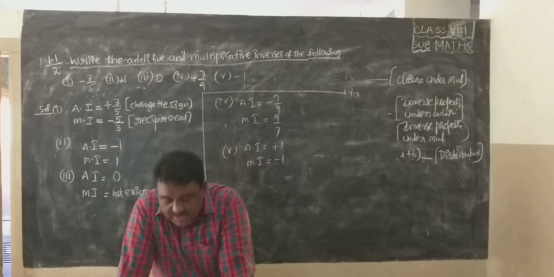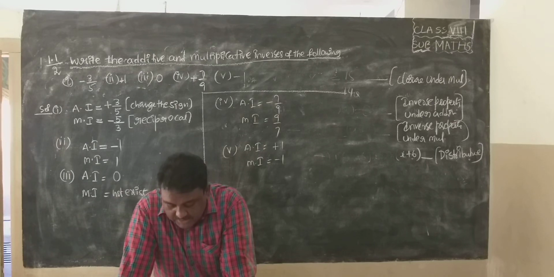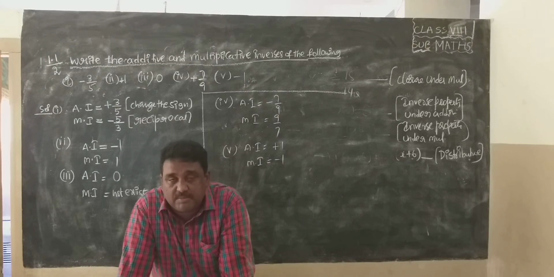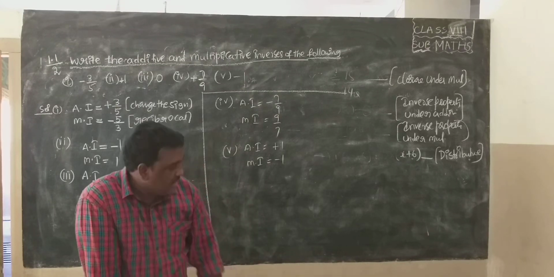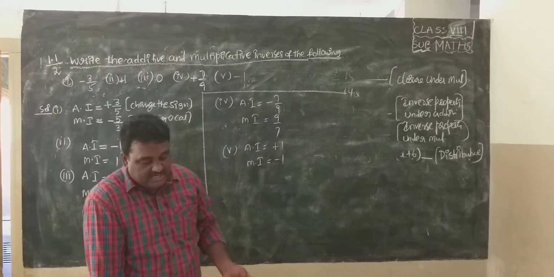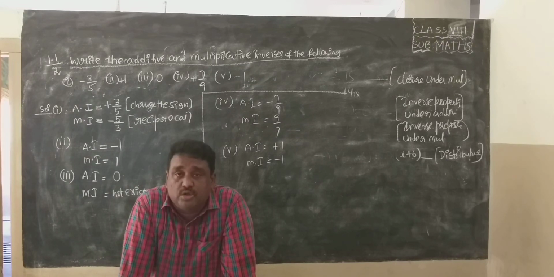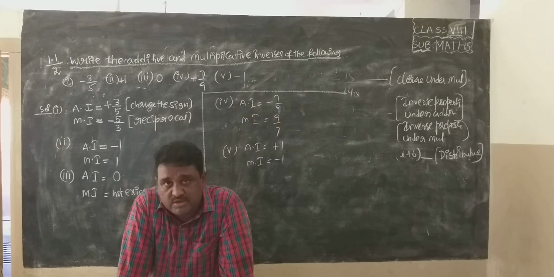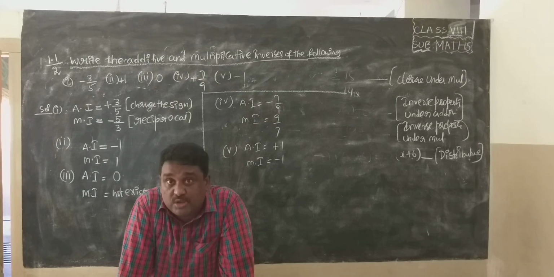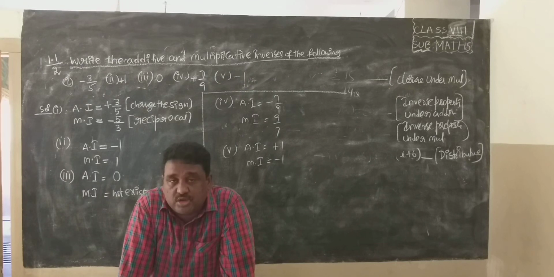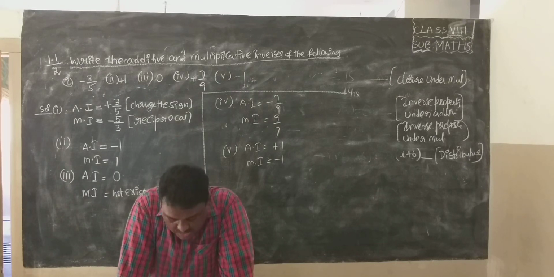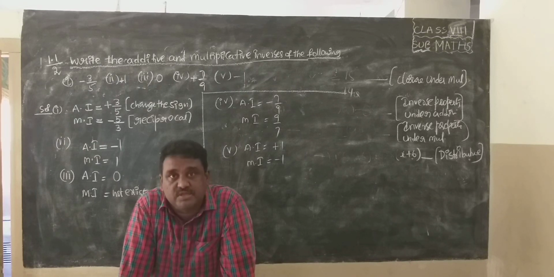And the commutative property, fifth one: 2 by 5 plus 1 by 3, and 1 by 3 plus 2 by 5, both are equal, which means it is the commutative property under addition. And the second one, additive inverse, multiplicative inverse. How to get the additive inverse? Change the sign. How to get the multiplicative inverse? Reciprocal. The additive inverse of 0 is itself, 0. The multiplicative inverse of 0 does not exist, because 0 has no reciprocal. In the next class, we will see the next sums.